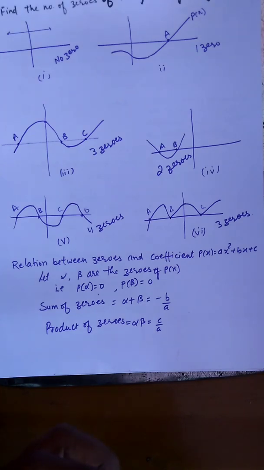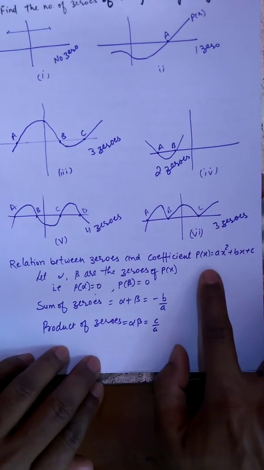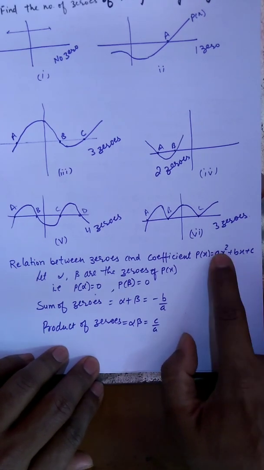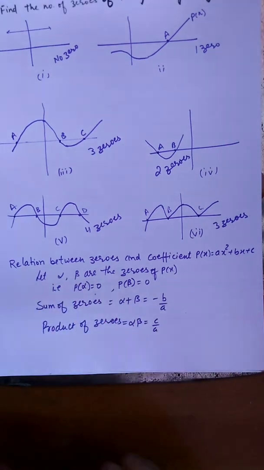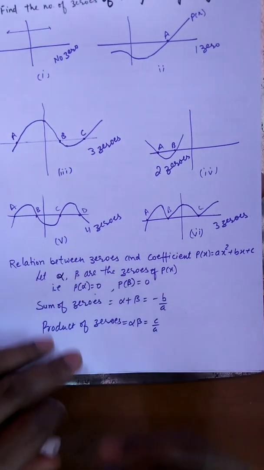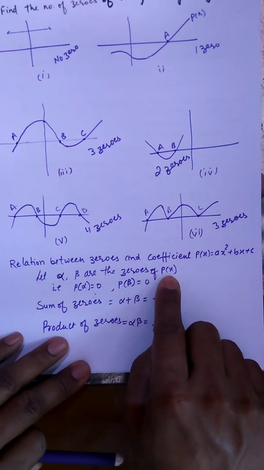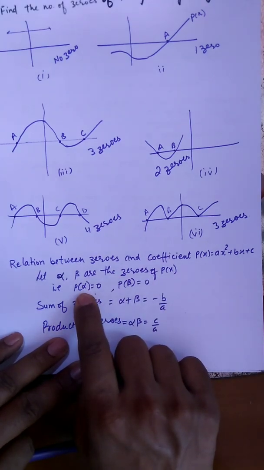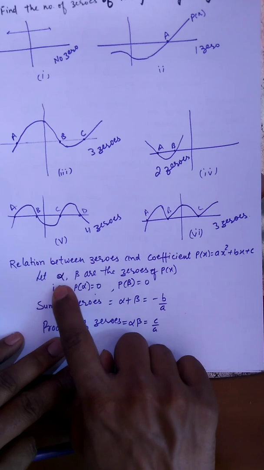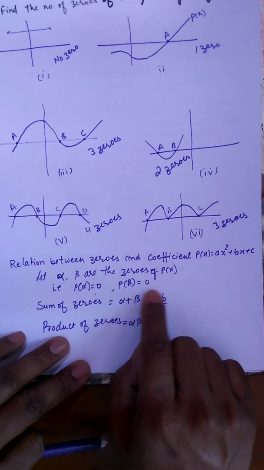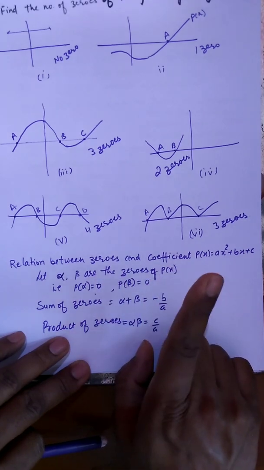Now we'll move forward. We want to give you the relationship between zeros and coefficients of the polynomial. When we say the coefficients of the variable, it means a, b, c. They are the coefficients of this polynomial. And let's say alpha and beta are the zeros of p(x). It means that if you put x equal to alpha, then this polynomial will become 0 because alpha is a zero. And if you put beta in place of x, then this polynomial will become 0. It means that beta is a zero of the polynomial.